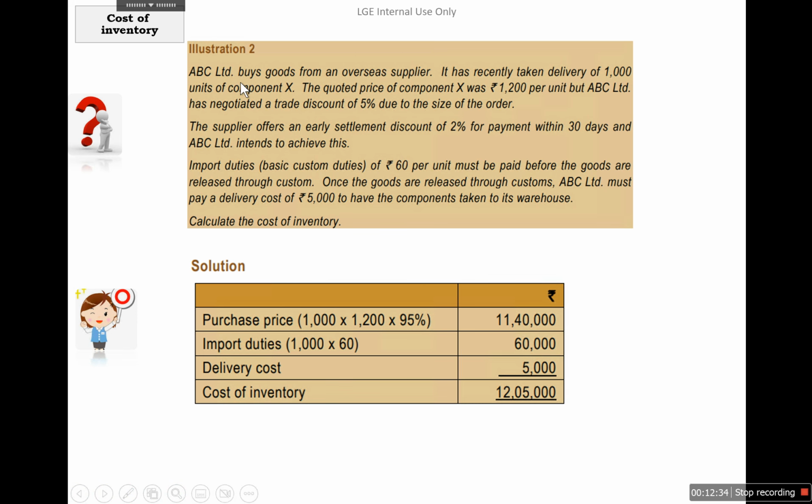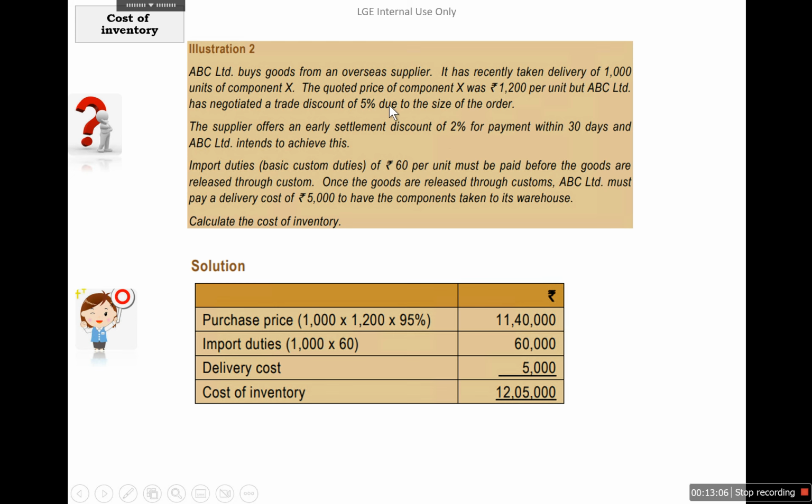So ABC Limited buys goods from overseas suppliers. It has recently taken delivery of 1000 units of component X. The quoted price of component X was 1200 per unit, but ABC has negotiated a trade discount of 5%. So we will reduce this trade discount while we calculate the cost of the inventory, because this is a negotiated price. The supplier also offers an early settlement discount of 2% for payment within 30 days.